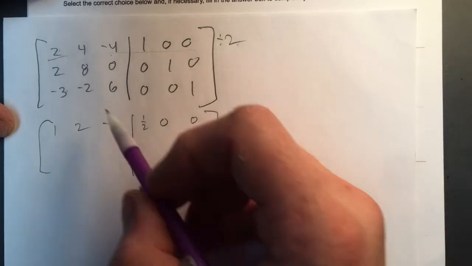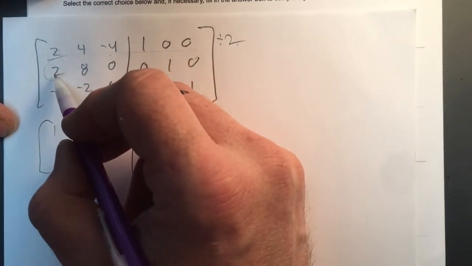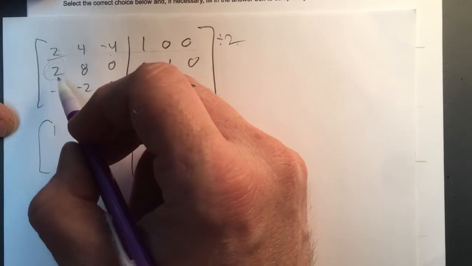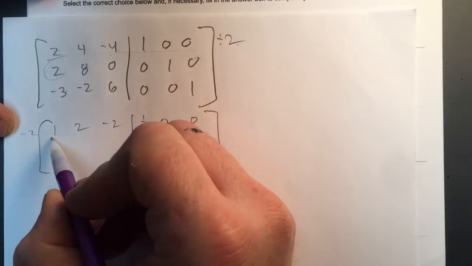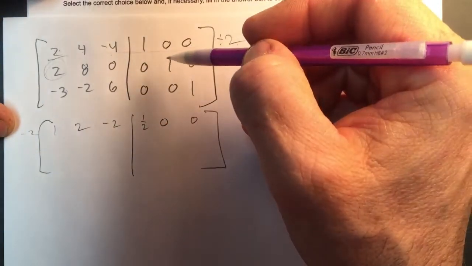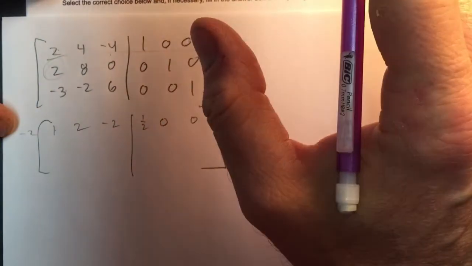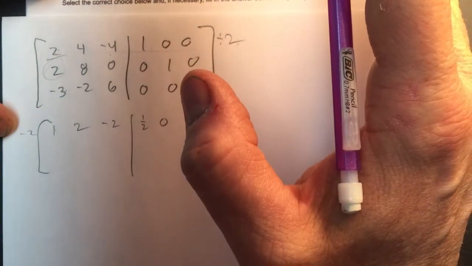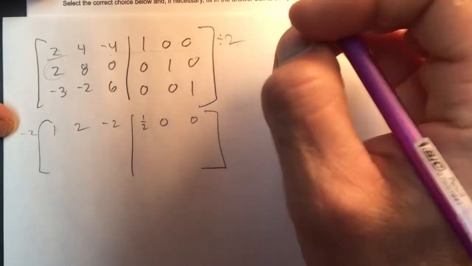Now, I need a 0 right there. So what do I add to this to get 0? I got to add -2. So I'm going to do -2 times this row and then add it to that row. To change your 1s, you either multiply or divide. But to change to 0s, you got to add or subtract a row to it.